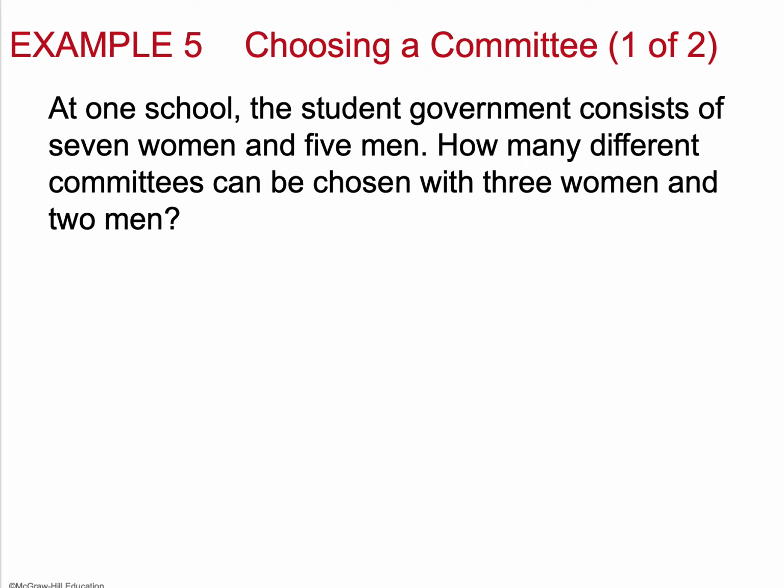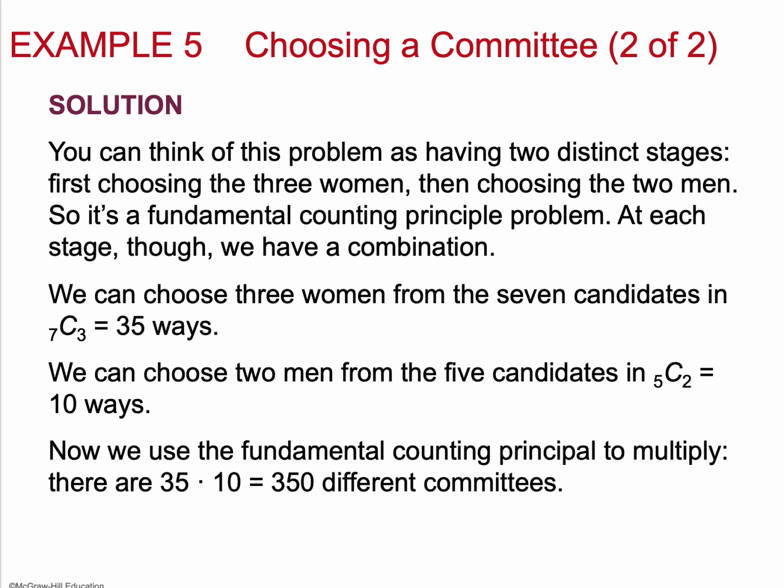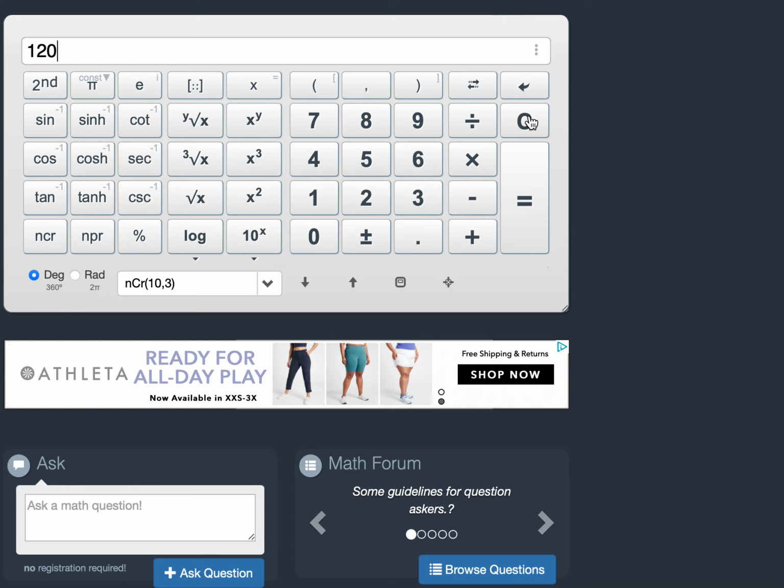What if I'm choosing a committee? So I have 7 women and 5 men. How many different committees could be chosen with 3 women and 2 men? So that's kind of interesting this time because I'm not just choosing people at random. I'm choosing intentionally for 3 women and 2 men. So I have 7 total women and I'm picking 3 of them. So I would use nCr, 7 women and I want to choose 3 of those 7. So there are 35 ways to choose 3 women from the 7 total.